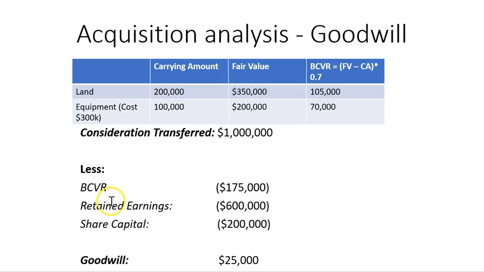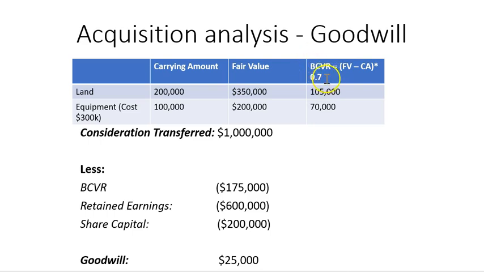So this is exactly the same as we've done in the previous video, except this time we need to calculate this business combination value reserve amount. The way we do this is we take the fair value minus the carrying amount, then multiply it by 0.7. We do this because when we increase the value of our asset, the owners of the company would be entitled to more equity if the company was to sell that asset.